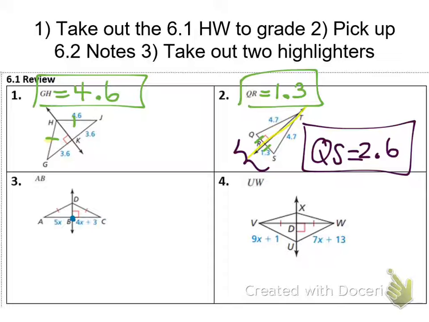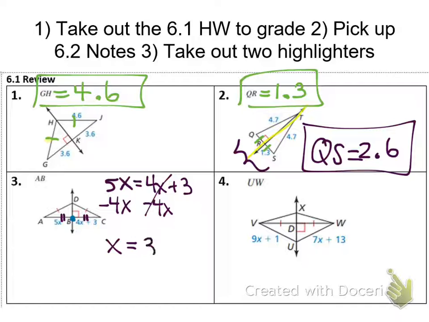So I'm going to set up. I know that 5x is equal to 4x plus 3. All right, so subtract 4x. 5x minus 4x is just x. Well, x equals 3. So we want to find the length of AB. The length of AB is 5 times x. So 5 times 3, which is 15.